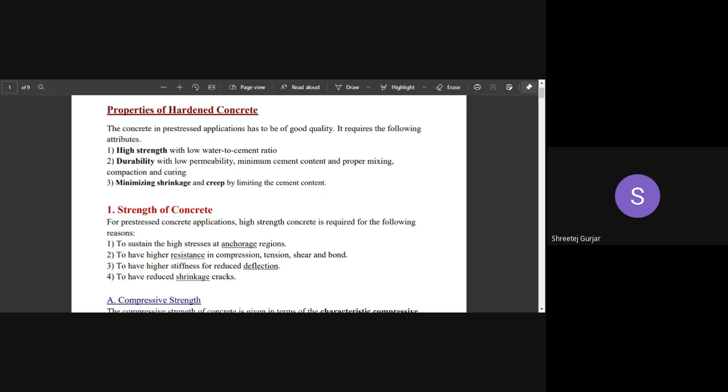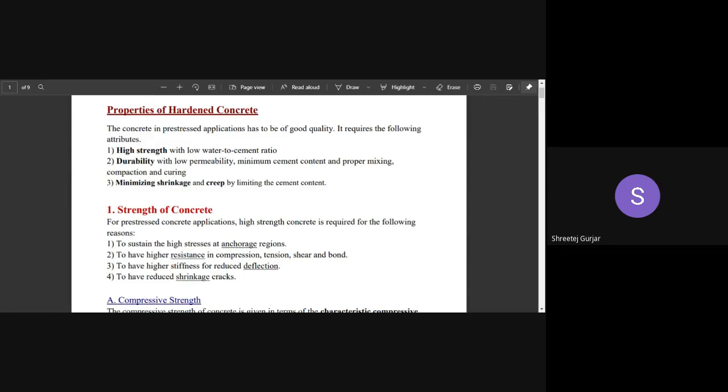So your concrete in pre-stressed application has to be of good quality, because your concrete has to react and has to bear all these forces and stresses which it comes across. We pre-stress, we pre-compress, we apply pre-stress. So all these pre-compressive forces and all your loads coming from your service, all those it has to handle. So your concrete in pre-stress has to be of good quality, and it requires some properties. And what are those properties?